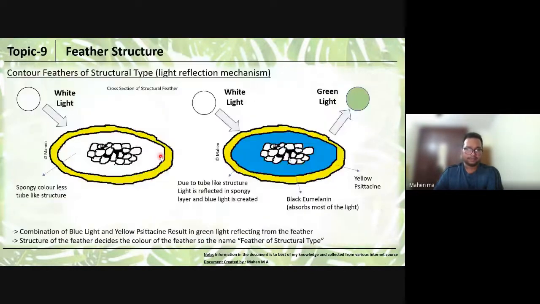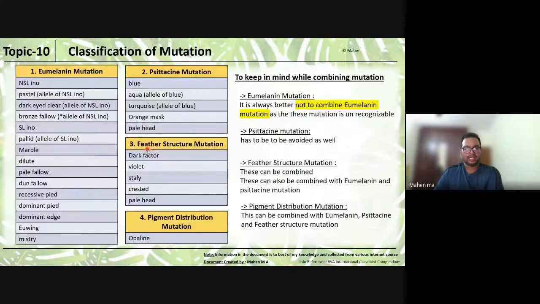This feather structure mutation is classified this way because, as I told you, in the spongy layer, if the structure changes, the color that is reflected from the spongy layer also changes. So when there are changes with respect to the feather structure, it is classified under feather structure mutation. Dark factor, violet factor, stylic, crested, pale-headed, all of these come under feather structure mutations.